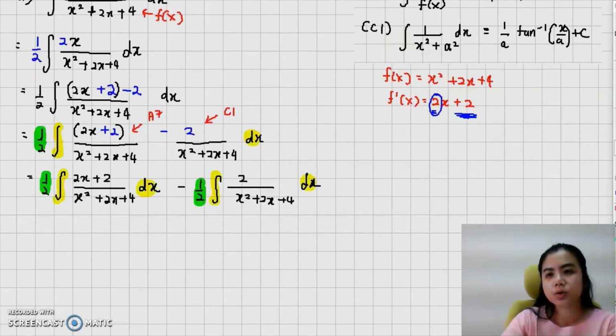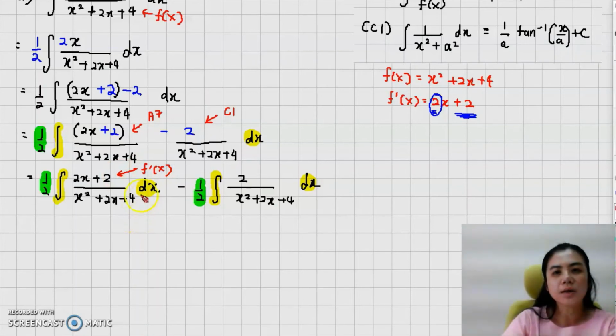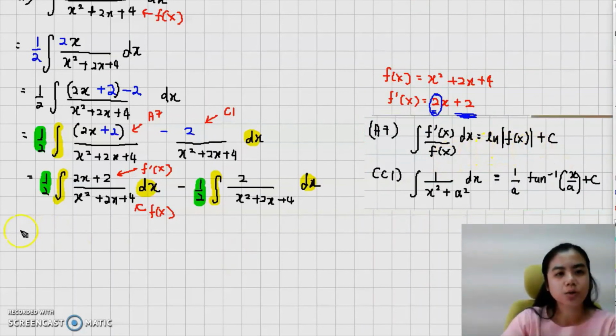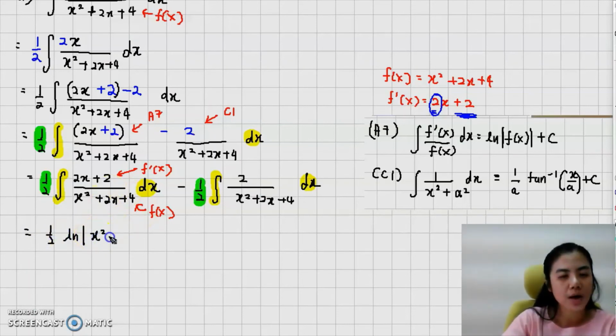Now in here, this is the form of f prime x, that is what we want, and this is the form of f. According to the formula, it is supposed to be equal to ln f. So directly we will have the answer for the next line: it will be equal to 1 over 2 ln of the function f, that is x squared plus 2x plus 4.